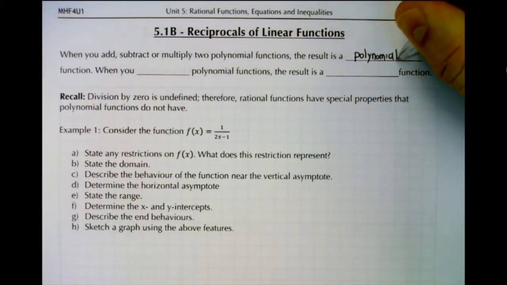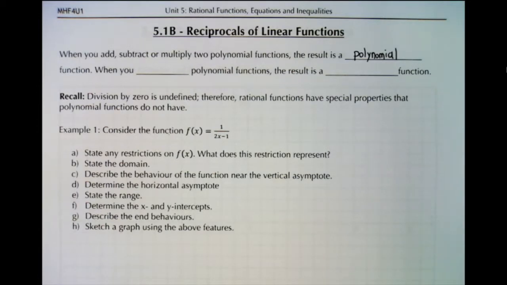Because when you add or subtract, you're just adding or subtracting like terms. So your x cubes would go with your x cubes, and then you'd simplify them, and you might end up with more or less or no x cubed terms. And you can do that with all the different powered terms. When you multiply, you're just increasing the degree of your polynomials, but it's still a polynomial function. Like if you multiply a degree 2 polynomial by a degree 2 polynomial, you end up with a degree 4 polynomial, but still a polynomial function.